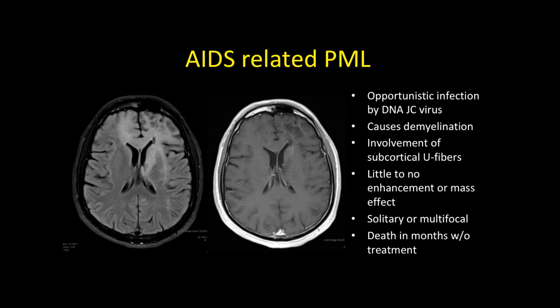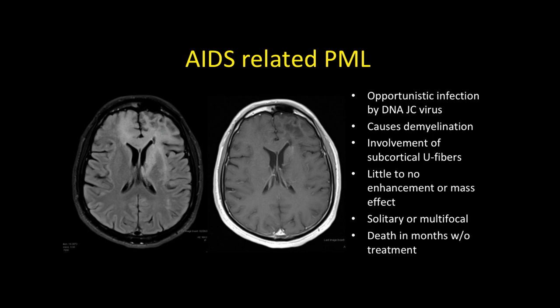Another type of demyelinating disease, PML, is an opportunistic infection by the DNA JC virus, which causes demyelination in immunocompromised patients. And in this case, this is PML related to AIDS, and there's involvement of the subcortical U fibers.